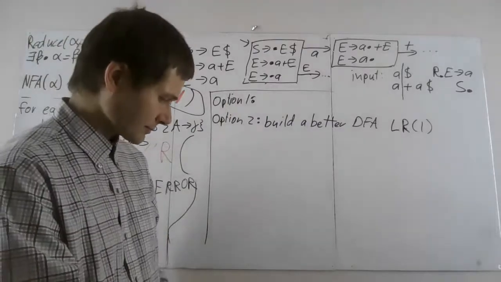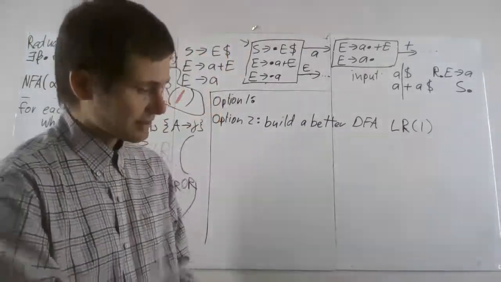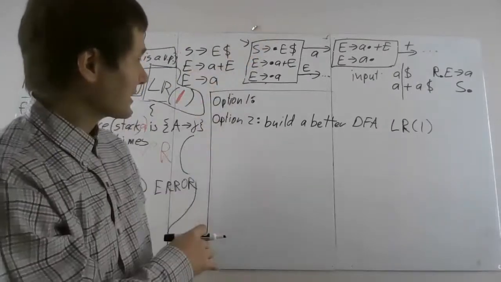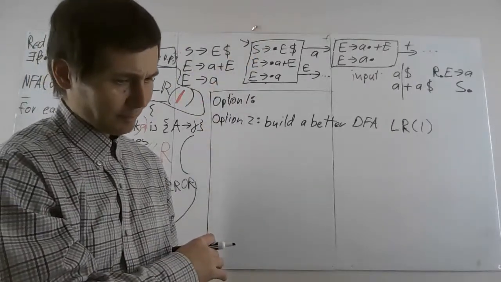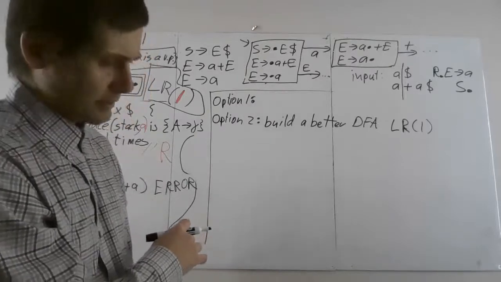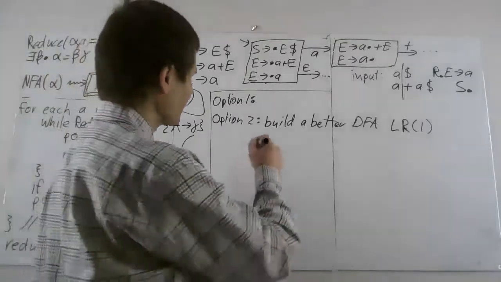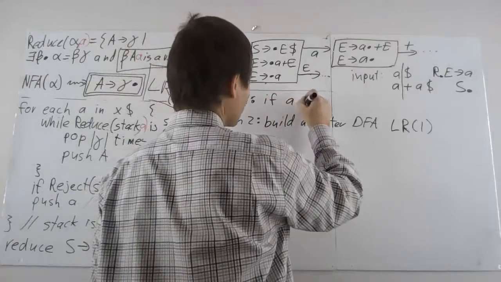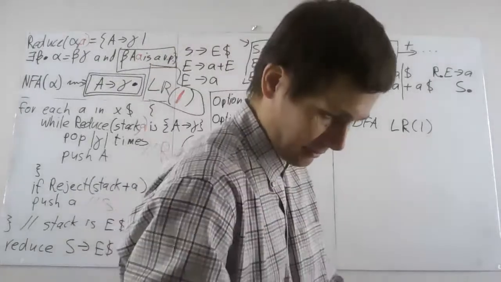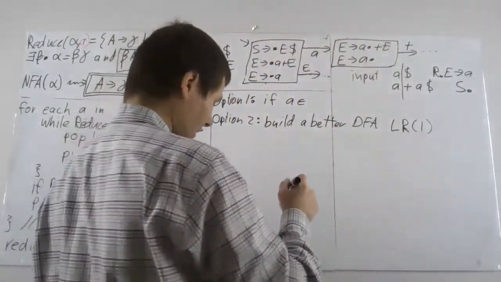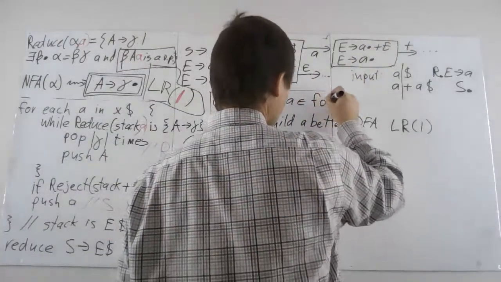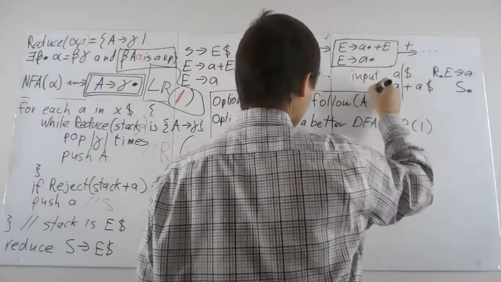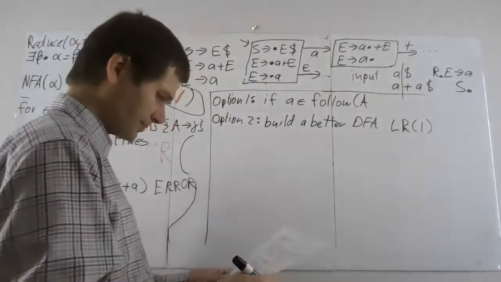Option one: can we answer this question more easily with the existing DFA? Specifically, I'm going to look at the follow set. Remember the follow set from the LL parser.